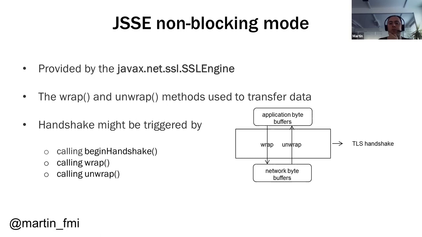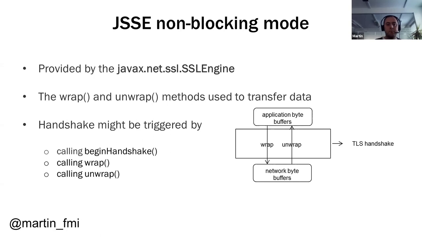And again, the TLS handshake process in the non-blocking mode of operation can be triggered in pretty much the same way as with the blocking mode. You can either call the beginHandshake method, or you can call the wrap and unwrap methods. And if no handshake has taken place, it is triggered behind the scenes.